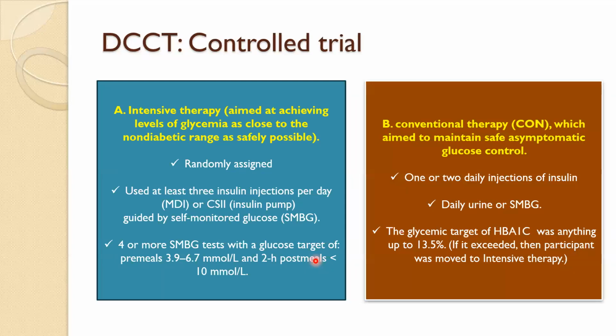On the other hand, the conventional therapy group was designed to have just 1 or 2 daily injections of insulin, and they could measure glucose either in urine or using blood glucose. The glycemic target was not that strict. It was anything up to 13.5%. However, whenever they found a patient with an HbA1c of more than 13.5%, they could stop the conventional therapy and put the patient on intensive therapy, out of ethical values.